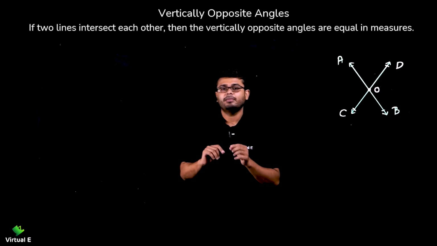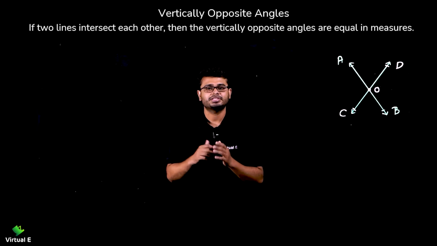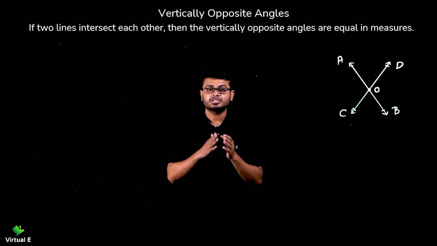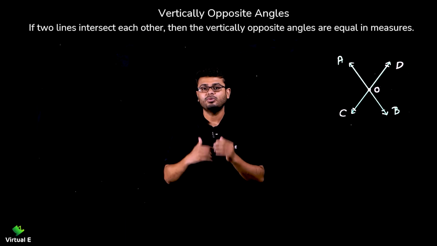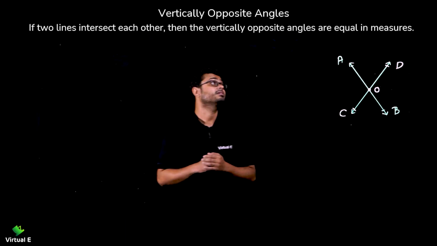Let's start the very important concept, which is vertically opposite angles. You must have studied about this in grade 7. Let's repeat one more time as we are going to use this concept again here. First of all, we need to learn the theorem based on that, and we are going to prove how vertically opposite angles are equal. So let's start with the theorem.